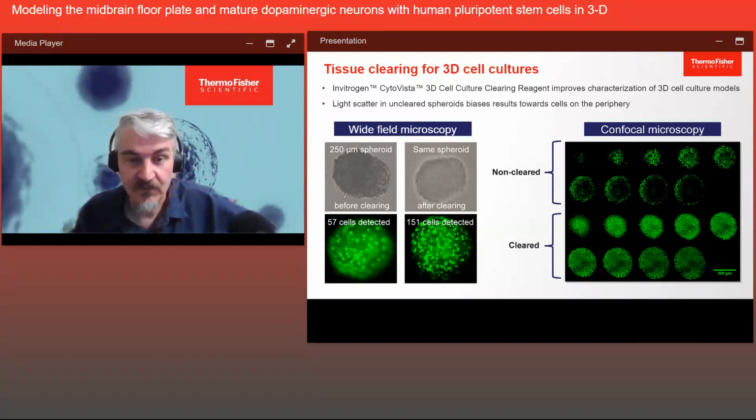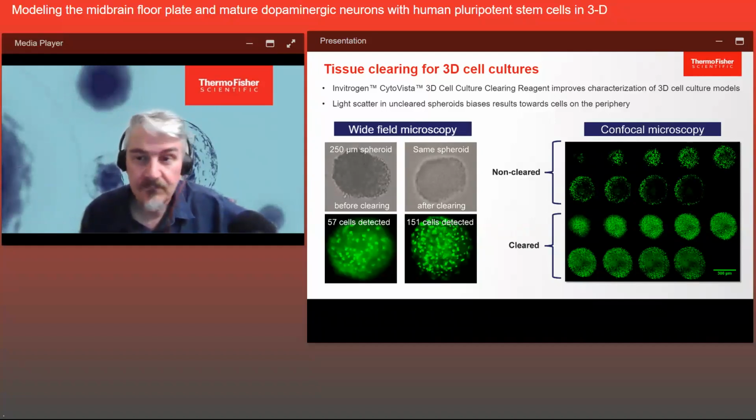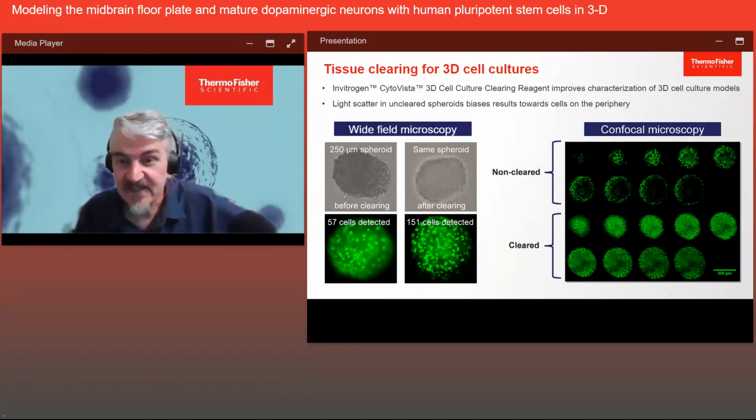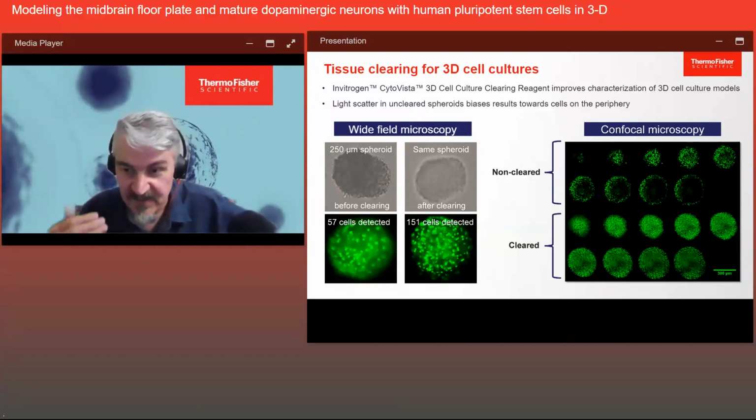But this shows how you can visualize and count more cells in a cleared spheroid than in an uncleared spheroid. Here, the cleared spheroid is labeled 151 cells detected, whereas uncleared, the same spheroid, you could only detect 57 cells with a vital dye here. So it allows you to visualize more cells. As you can see on the right, the cleared spheroids allow you to visualize into the center of a spheroid.